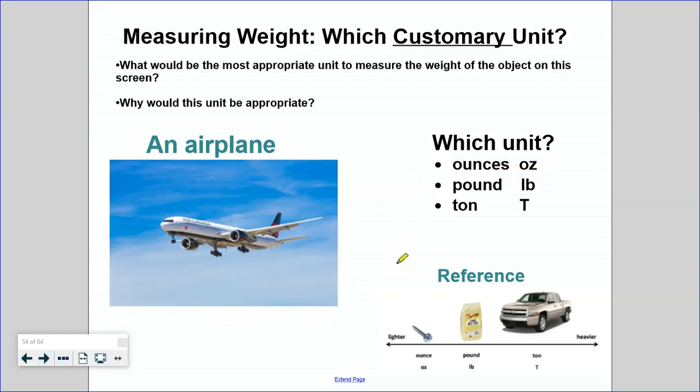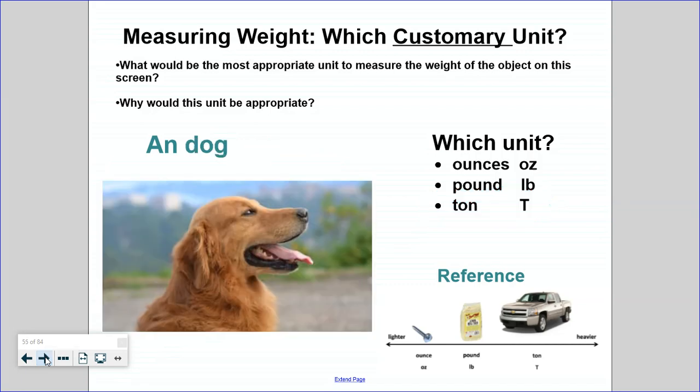How about an airplane? Definitely tons. Unless it was a toy airplane, but I don't think that's a toy. How about a dog? Well, a dog is definitely more than a pound, but it's definitely not very, very big. And so we would use pounds.